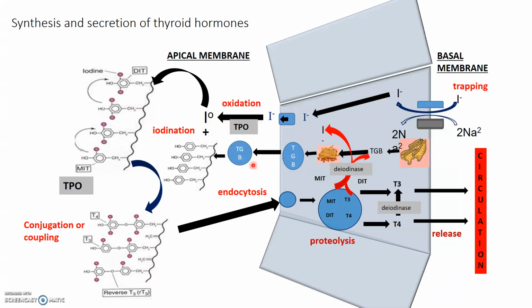The first one is oxidation, which converts the iodide anion into an iodine atom. The second process is iodination, where the iodine atom is incorporated into the tyrosyl group of the thyroglobulin. And the third process is that the thyroid peroxidase catalyzes the incorporation of MIT and DIT, or DIT and DIT, to produce T4 and or T3 hormones. So those are the three important functions of the thyroid peroxidase enzyme.